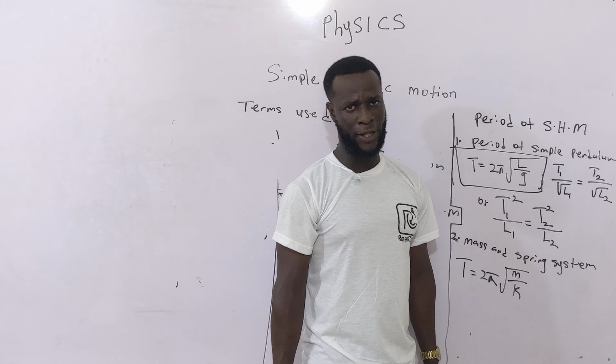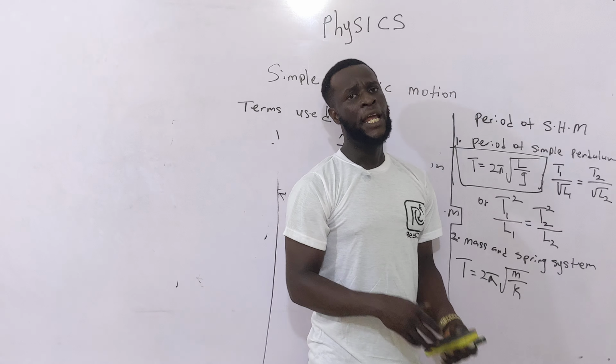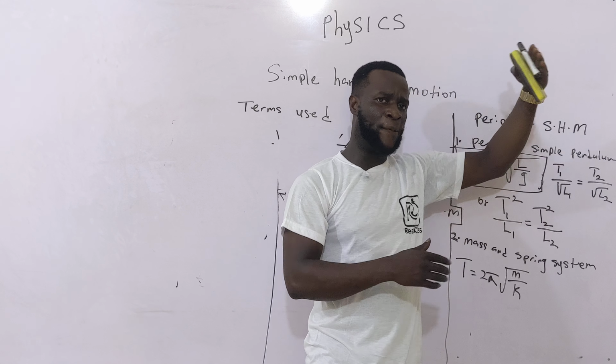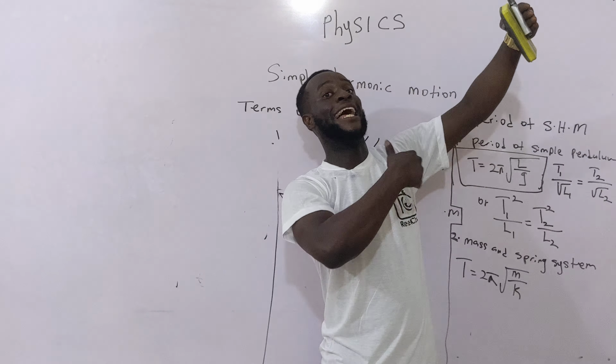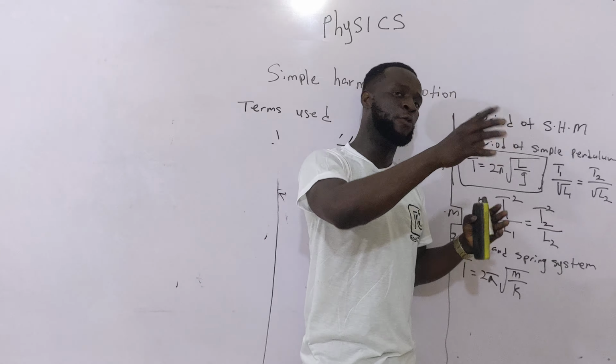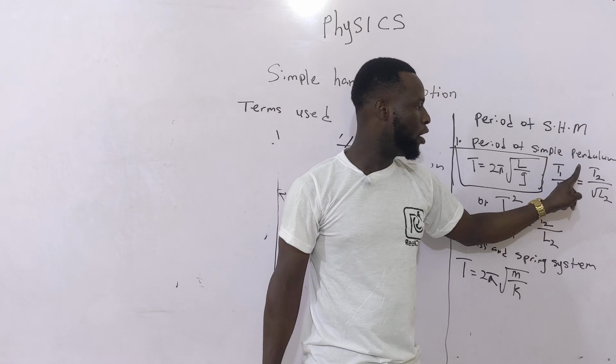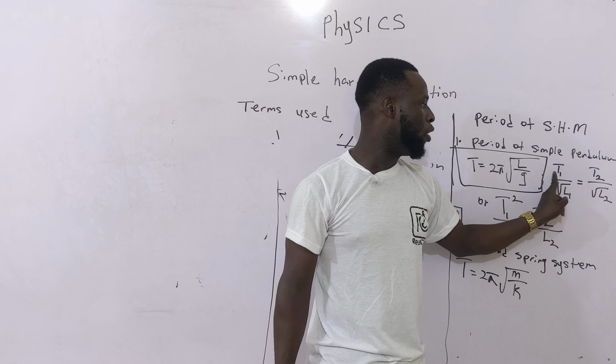What about this equation? What is it needed for? There's some kind of question whereby they will give you the period at a particular length and they'll give you the period at another length, and they will ask you to find one of those lengths or one of those periods. That's where I need this one, where T1 over square root of L1 is equal to T2 over square root of L2. This one and this one are exactly the same.